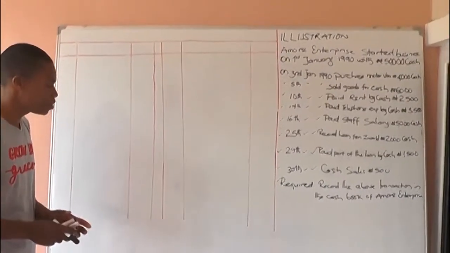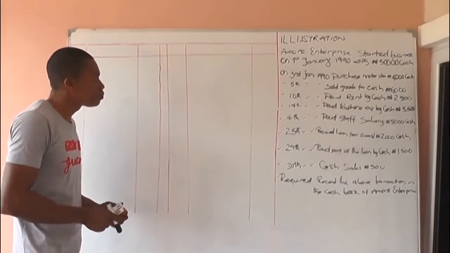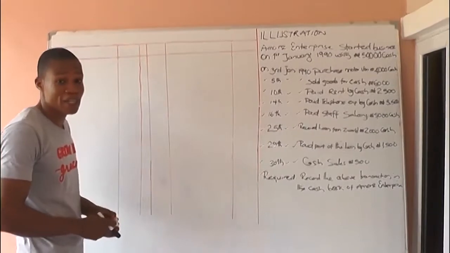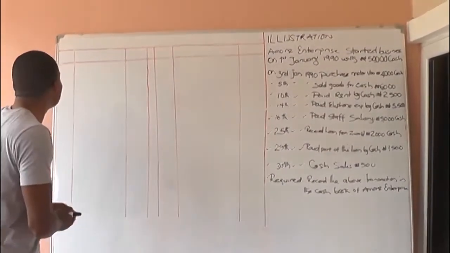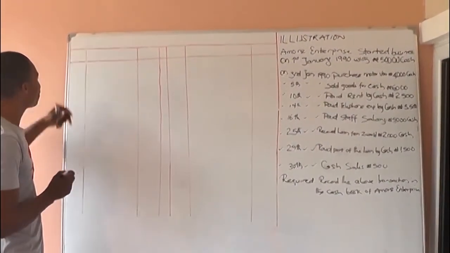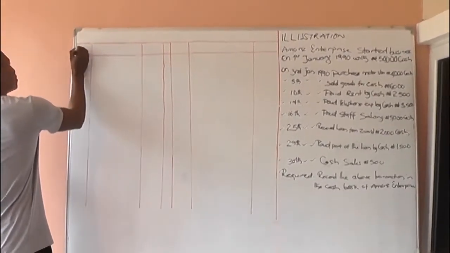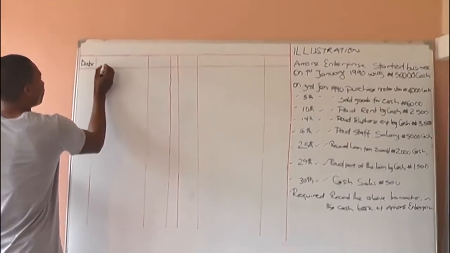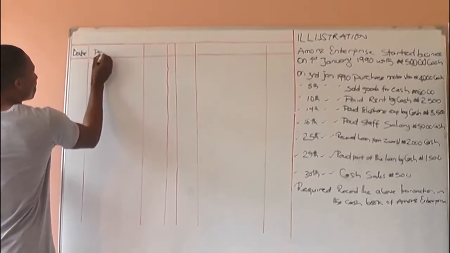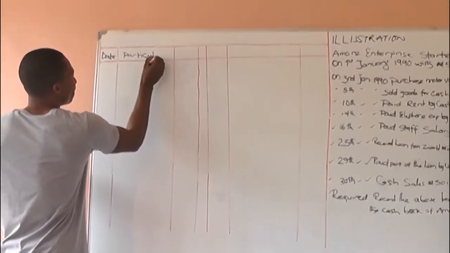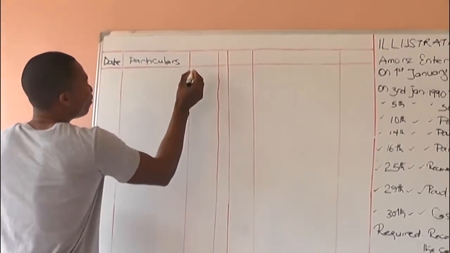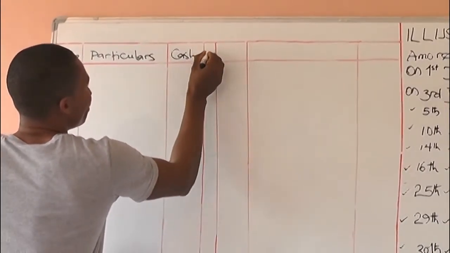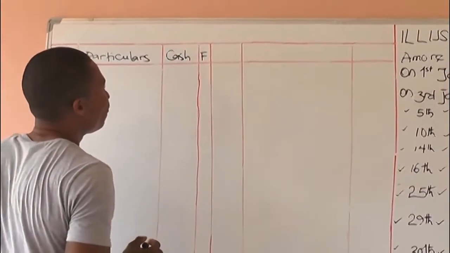Now this is the question that we are about to solve. I display it on the board for you so that you will be able to see and pick them one after the other. Your table should be ruled like this. The first column is for what? The date. Don't forget. The next column will be for particulars. Then you have cash. I told you it can be amount. Then you have F representing the folio.